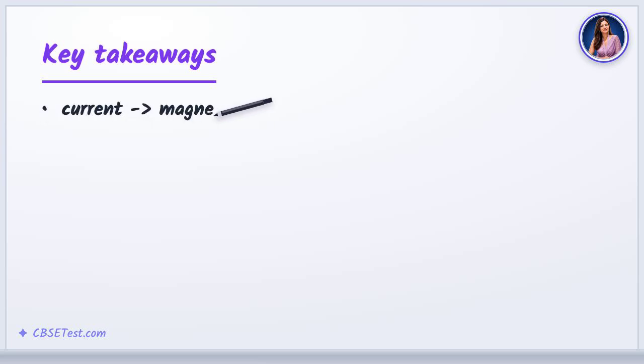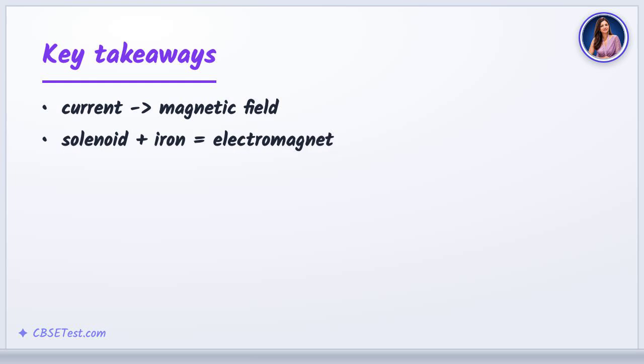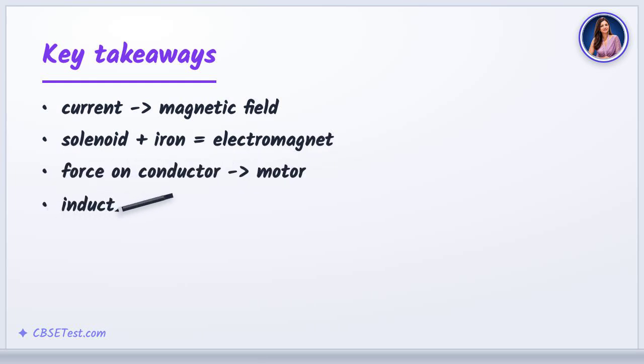To recap, current makes a magnetic field. A solenoid with iron is an electromagnet. The force on a conductor drives a motor, and induction drives a generator.